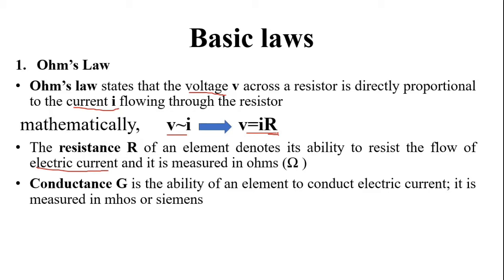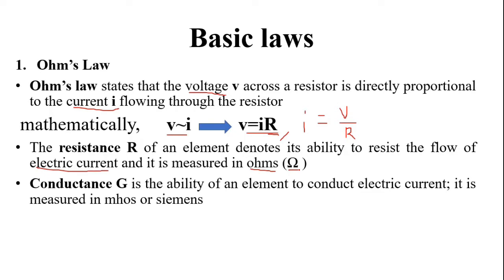From this, current can be derived: if we divide both sides by R, we obtain a formula for I as a function of voltage and resistance, V over R. This resistance is an element which limits a flow of electric current in a given electrical circuit, and it is measured in ohms. So the unit of resistance is the ohm.